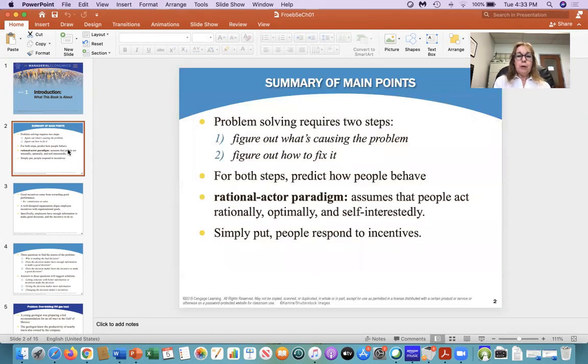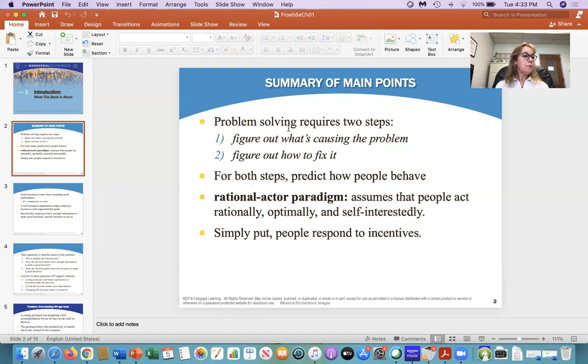Now, the main points of the chapter is they're basically talking about the definition of economics and how you can try to solve problems in the workplace, basically from an economic point of view. So when you think about economics, it's a rational actor paradigm. That means that in economics, we assume that people act rationally, optimally, and self-interestedly. So basically, that's just saying that we assume that people act rationally and they're going to act based on incentives.